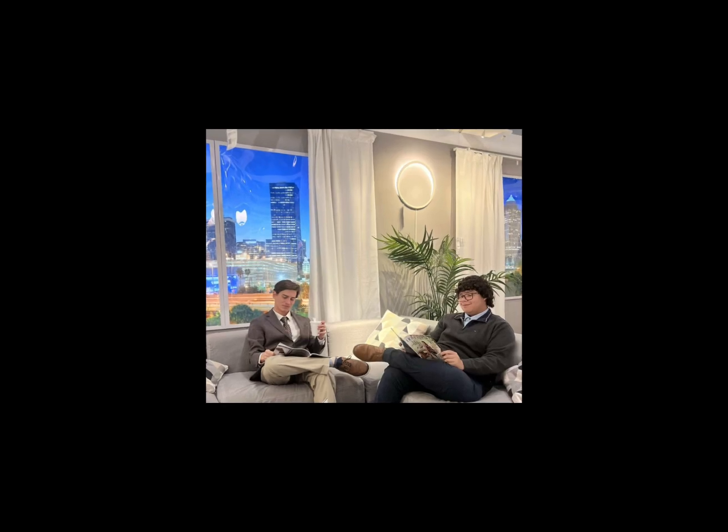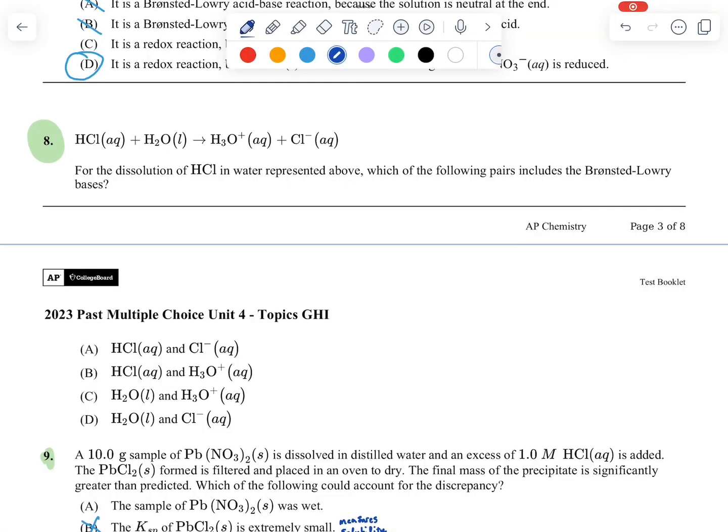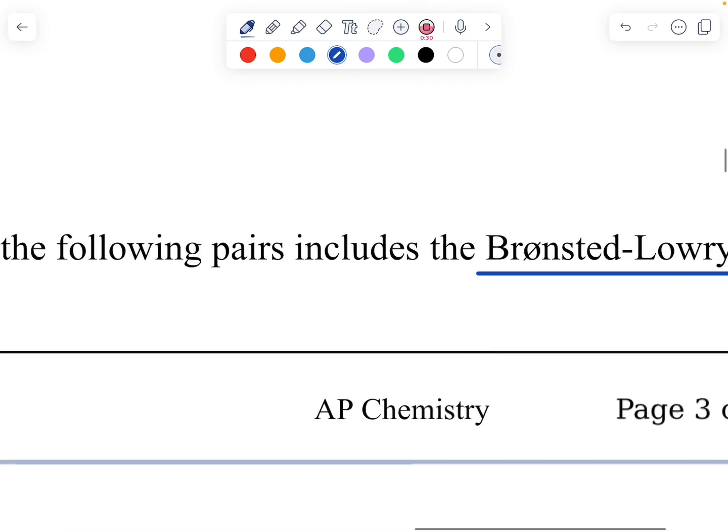Okay, so we are going to be doing 3 multiple-choice questions to get some practice. So this first one asks, essentially, for our Bronsted-Lowry bases. So what we're really finding is we'll be looking for our base, and we're going to be solving for the conjugate base.